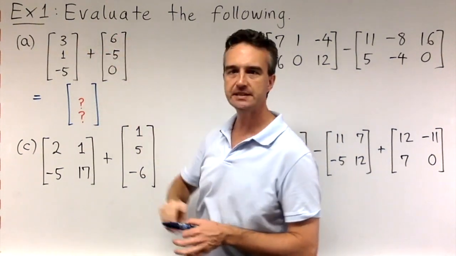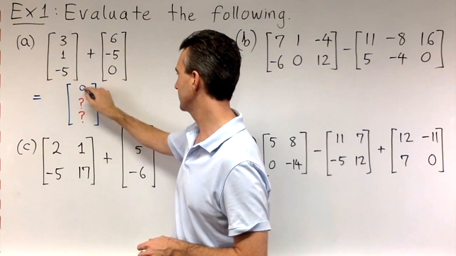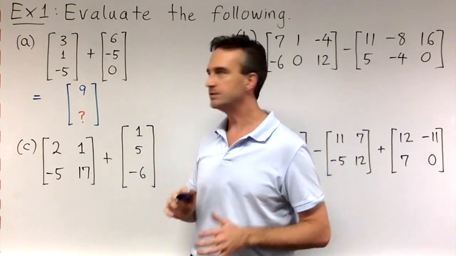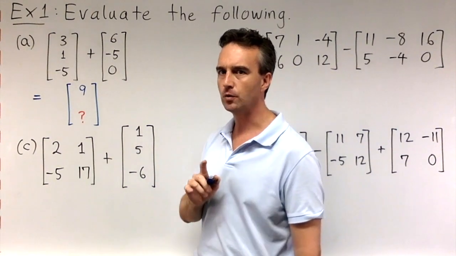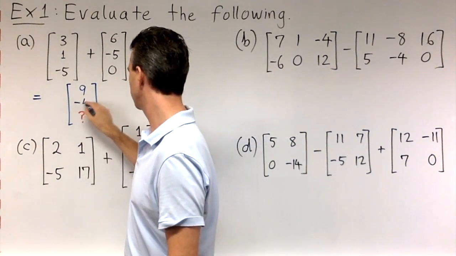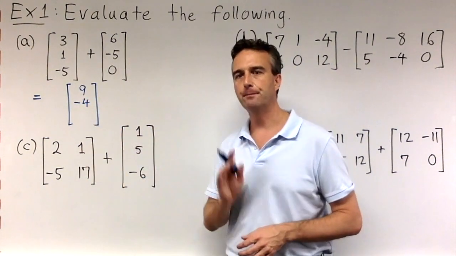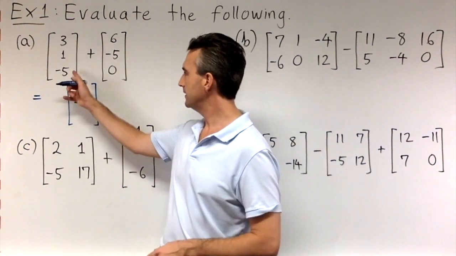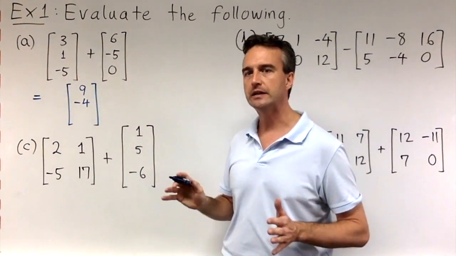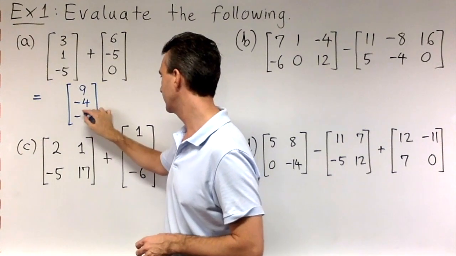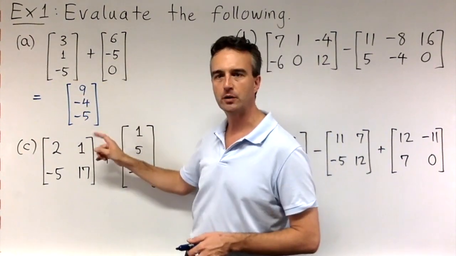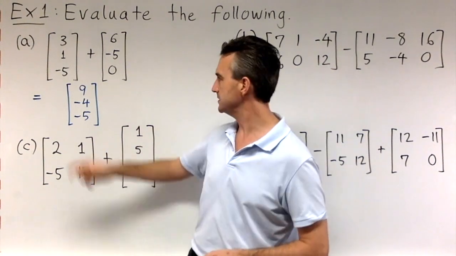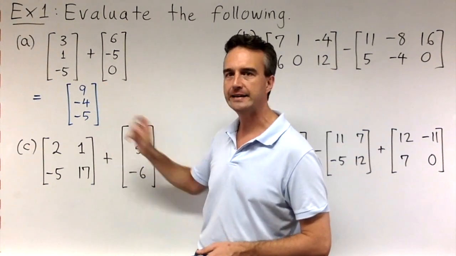3 plus 6 is 9. And the second entry, 1 plus -5 is -4. And the bottom element or entry is -5 plus 0, leaving -5. So there is the answer, another 3 by 1 matrix with entries or elements 9, -4, and -5.